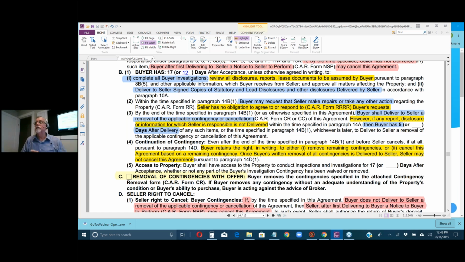What I'm saying is that the contingency doesn't expire at the end of that time period. It has to actively be removed, right? There's a difference between active and passive removal. Passive removal means that when you hit that day, if you haven't done anything, it's gone. That's not the way the contract is worded. Somebody actually has to do something.